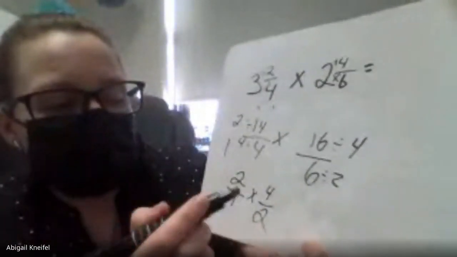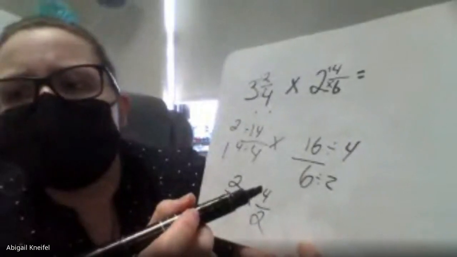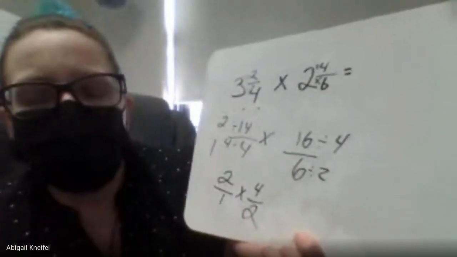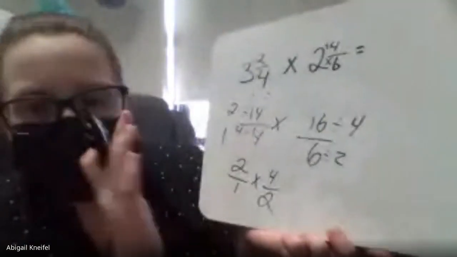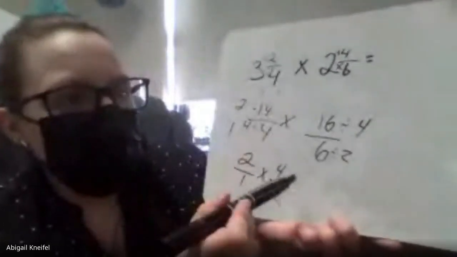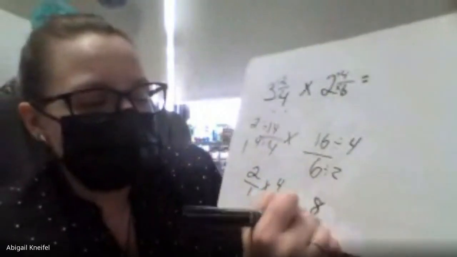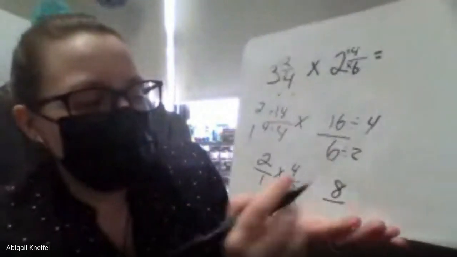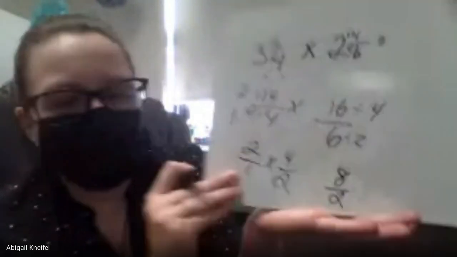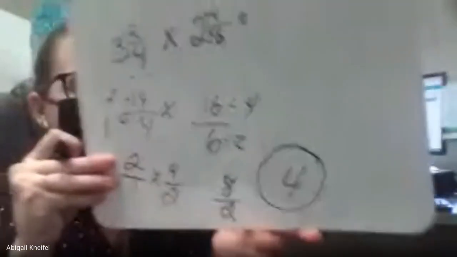Maybe yours was right. Maybe I was wrong. I don't know. Then I multiply straight across. 4 times 2 is 8. 2 times 1 is 2. Then I divide. My answer should be 4.